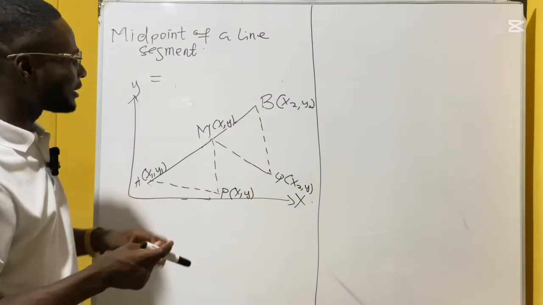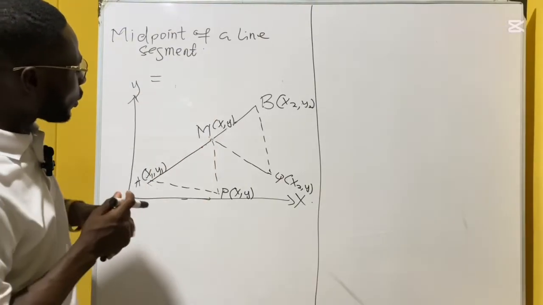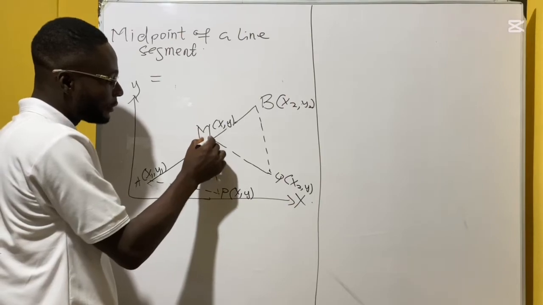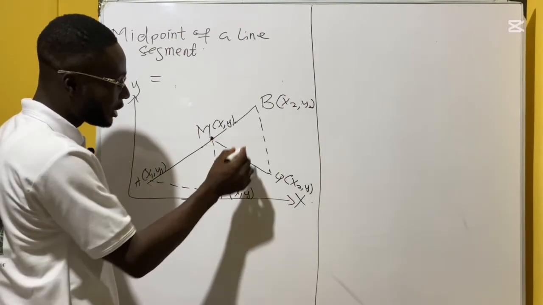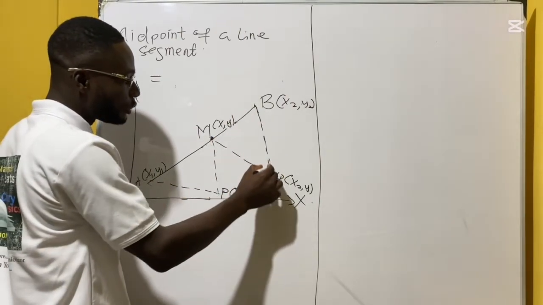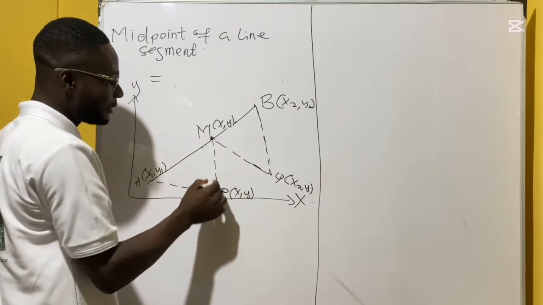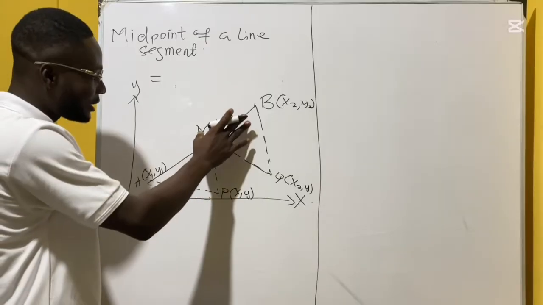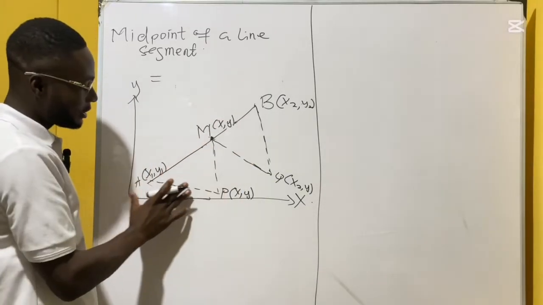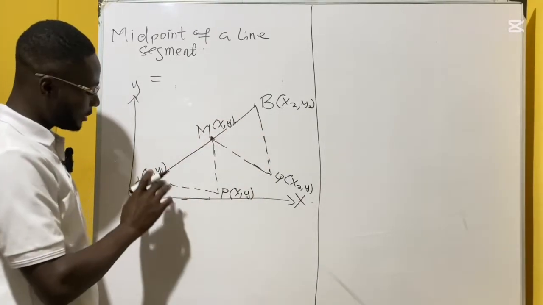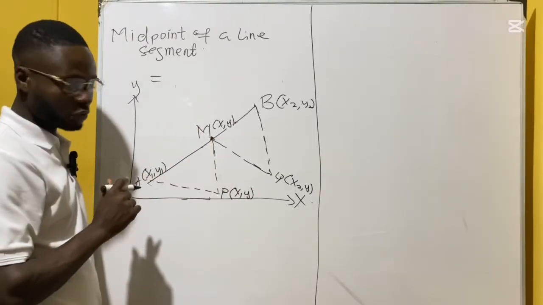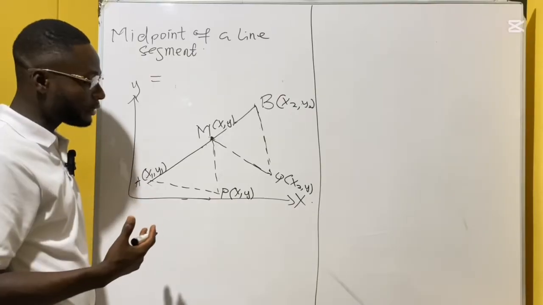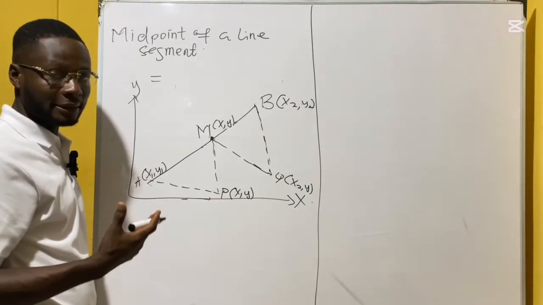We want to find the midpoint, right? So we say that the midpoint is M, right? This is the midpoint here where these two triangles are intersecting, right? Okay, so we are interested in the midpoint of this line AB. Okay, so let's first find the first part of it, which is the x part, right?